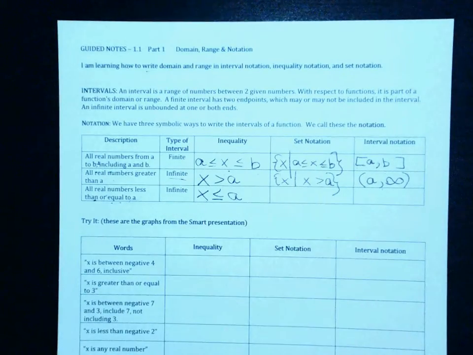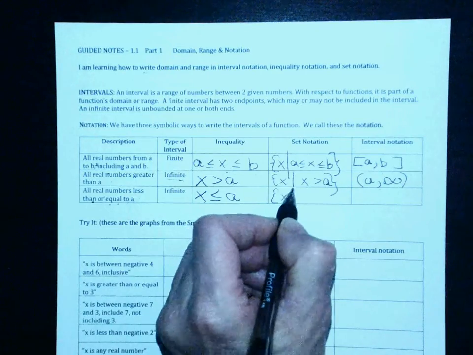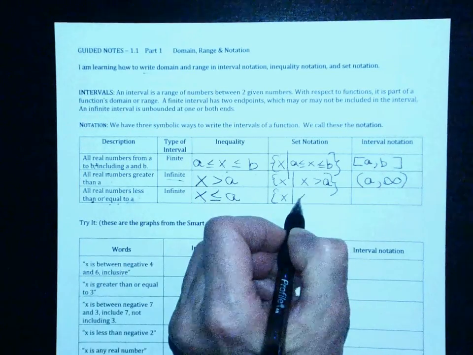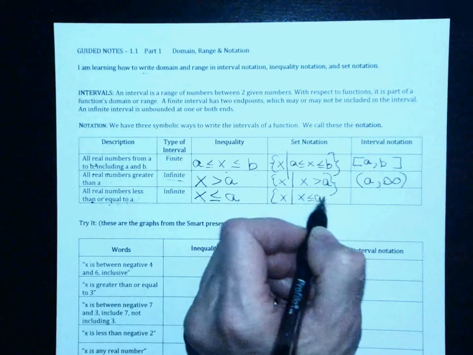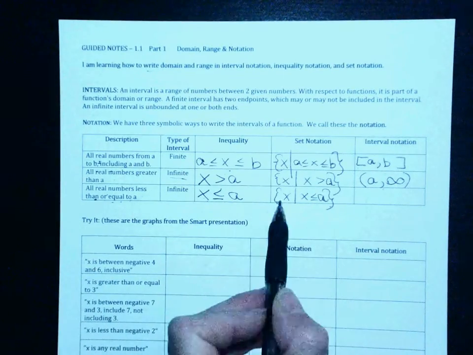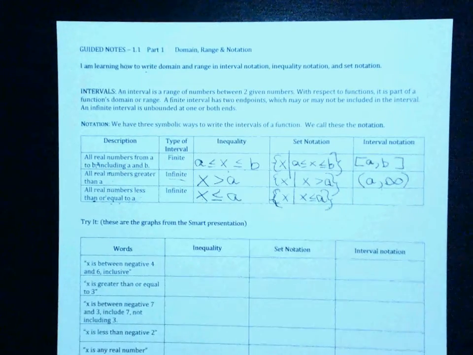For the set notation, all we're going to do is add the brace, all x such that, and then you rewrite your inequality. So all x such that x is less than or equal to A. Set notation always has these curly parentheses, which are called braces.